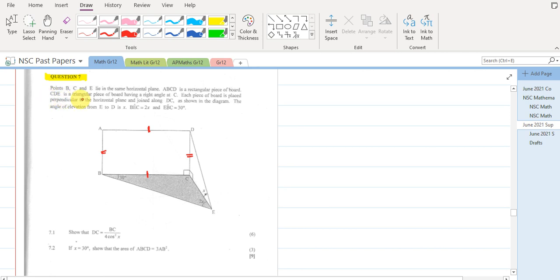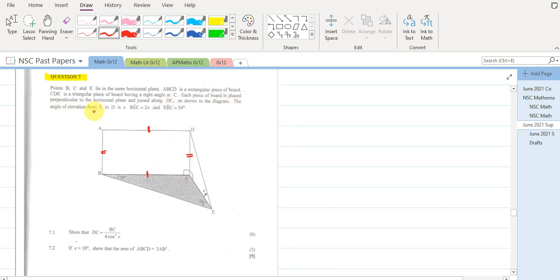Yes, CDE is a triangular piece of board having a right angle at C. Okay, makes sense. Each piece of board is placed perpendicular to the horizontal plane and joined along CD. So this is perpendicular to the horizontal plane, this is perpendicular. Okay, simple to understand. Joined along CD, so that's where it's joined as shown in the diagram.